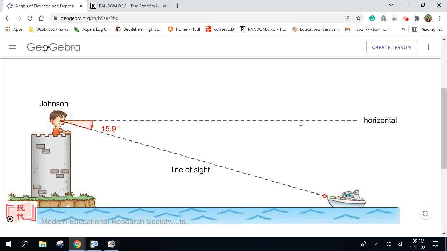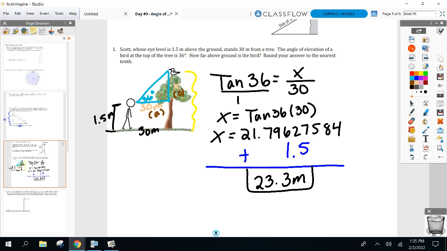All good. What's up, Serena? Will it always be at eye level? From eye level up or eye level down, correct. That's how the angles form. Great question. Yes, it is. All good? All right. Thanks for your help, Johnson.